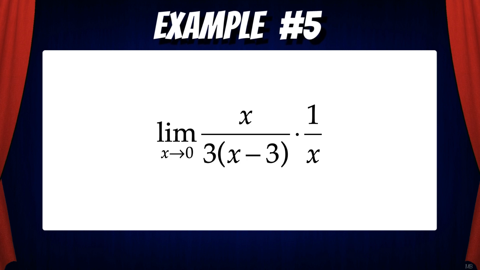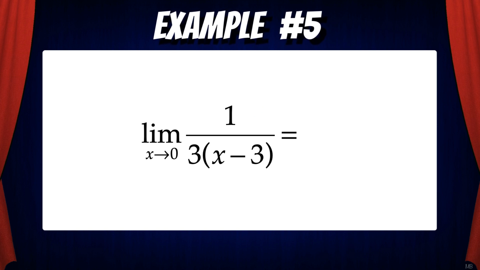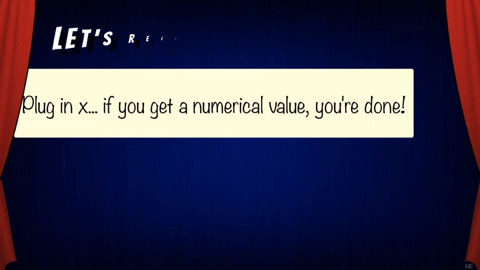Let's rewrite the complex fraction as a product. We get x over 3 times x minus 3 times 1 over x. This allows us to cancel out the x's in the numerator and the denominator. And now we have the limit as x goes to 0 of 1 over 3 times x minus 3. We can plug in 0 now, and that's going to give us negative 1/9. And now we're done. So let's recap.